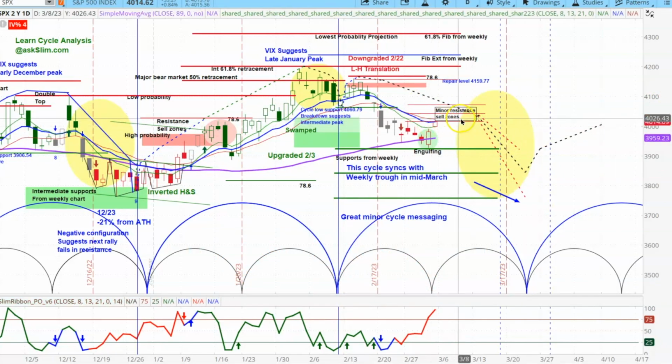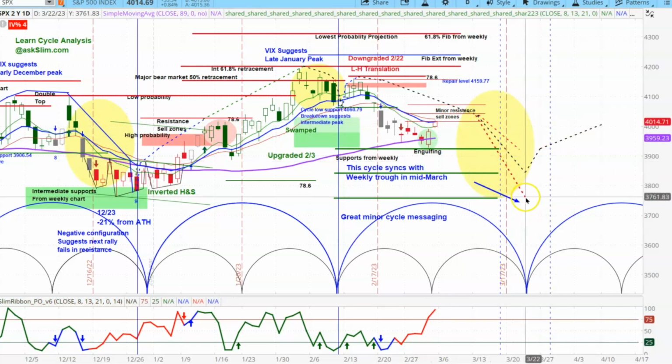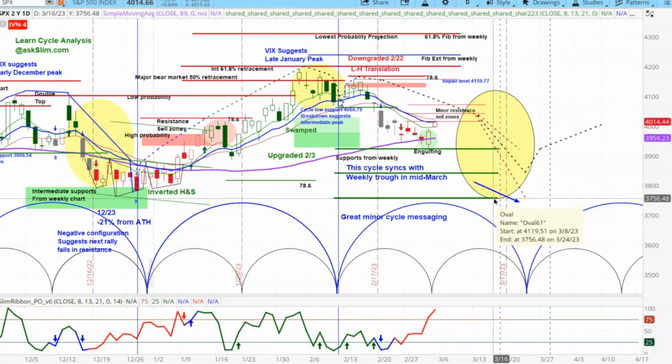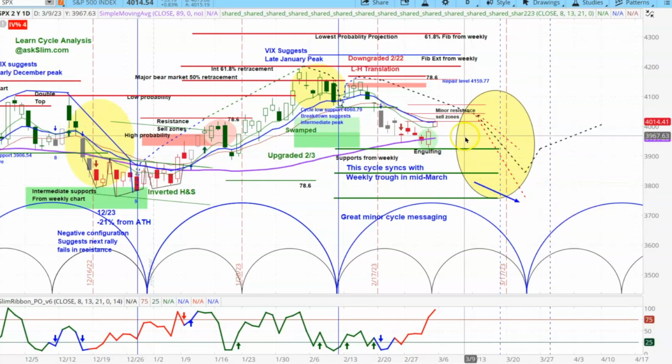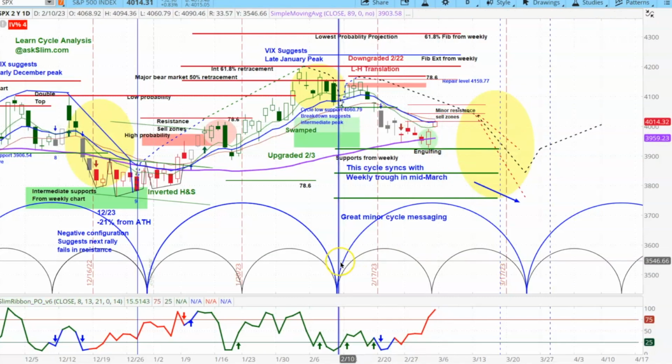That says to me that there is likely a capitulation coming in here, but right now we're looking for worst case of around 3755 with a likely move down to about 3840. That will be our targets right in here. And this rally right over here is very doomed to fail. And this minor cycle messaging that we see in here is really telling us that.